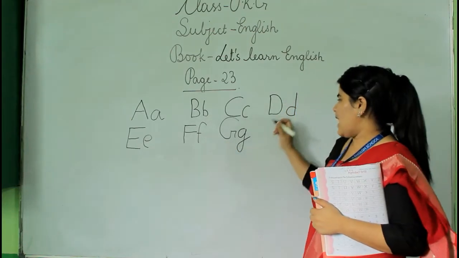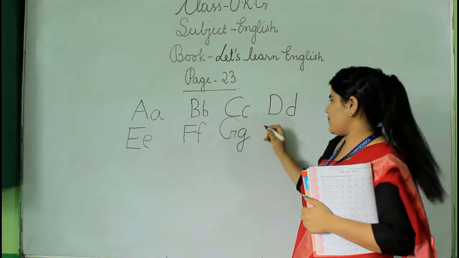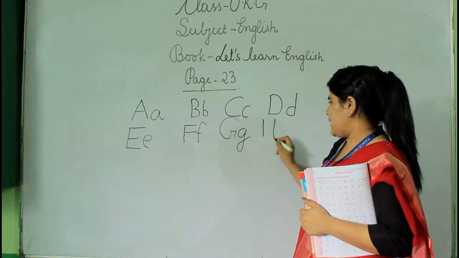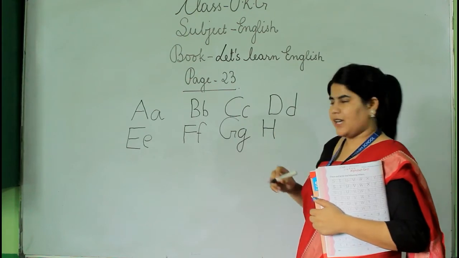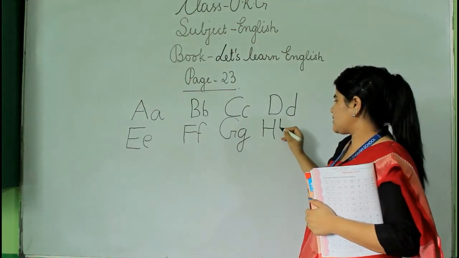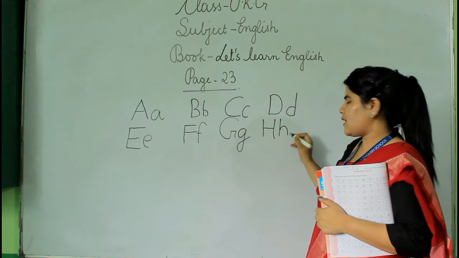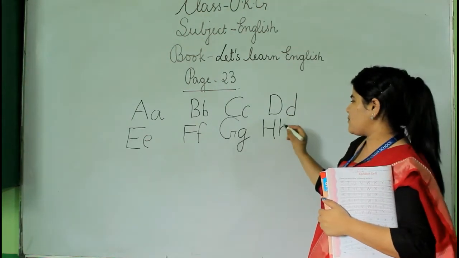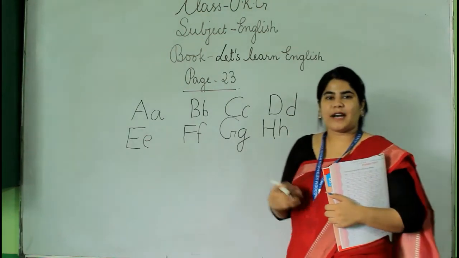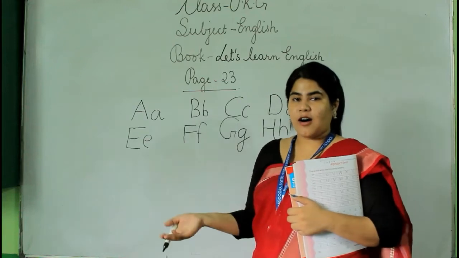Okay. Now H is very easy. Standing line, sleeping line. Okay. For small letters, standing line, then in this way, a curve line. Okay. You have to make this curve. H is for hen. H is for horse.